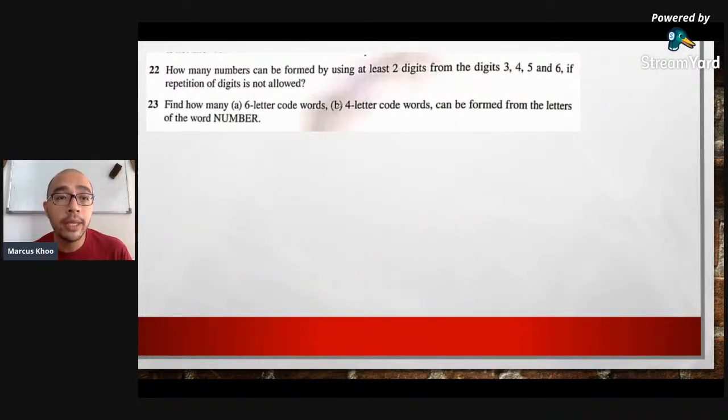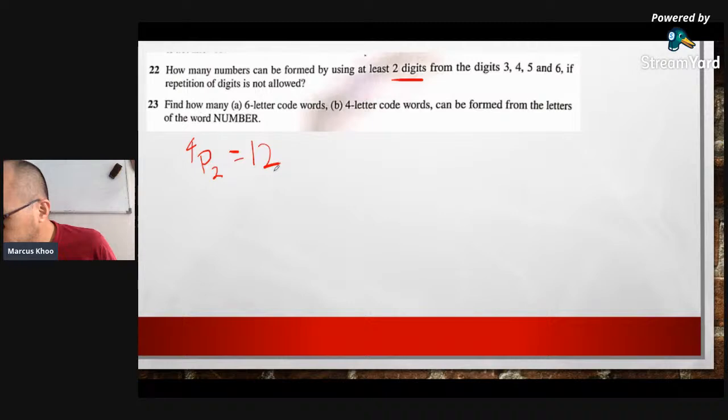Let's do question number 22. How many numbers can be formed by using at least 2 digits from the digits 3, 4, 5, and 6 if the repetition of digits is not allowed? Now, I'm going to talk about the 2 digits first. How many digits do you have altogether? You have 4 digits. But I want to use 2 digits. So I will have to pick and arrange 2 digits. 4P2 will give us 12.